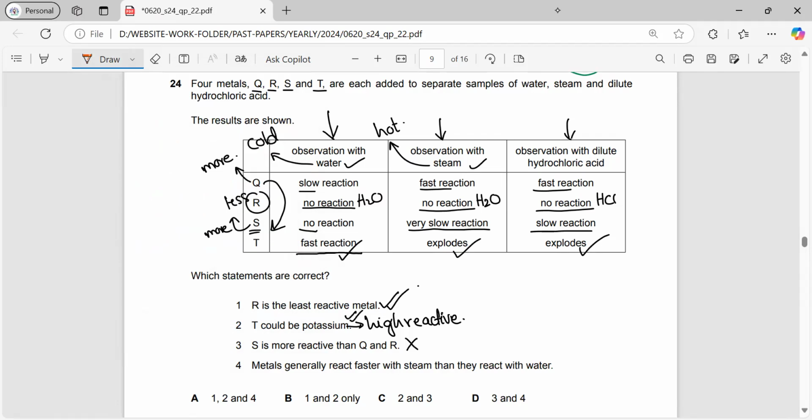Number 4, metals generally react faster with steam than they react with water. That's correct. Because metals or all the other substances, if they react with steam or with anything which is hot, the reaction will be faster as compared to anything which is colder. So yes, metals react faster with steam than with cold water. So the answer is 1, 2, and 4A.